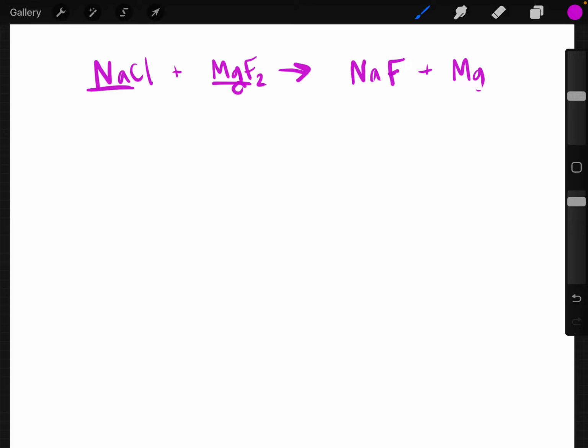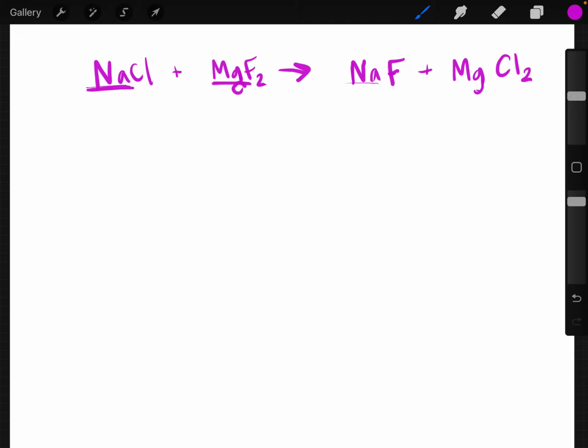Plus, and then we have magnesium with chlorine, right? Because they switch spots, they switch their partner. Now magnesium has a 2 plus charge, chlorine has a 1 minus charge, so when you crisscross, this ends up having a 2 down there in the corner by chlorine, and there's technically a 1 here by magnesium. Now all that we have to do is go ahead and make sure that this is a balanced equation.